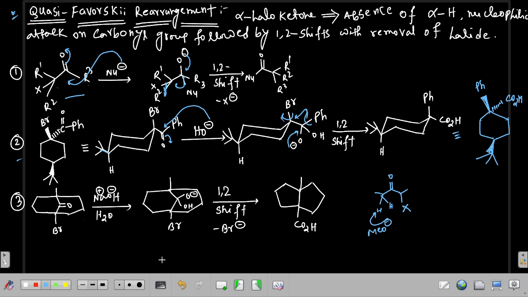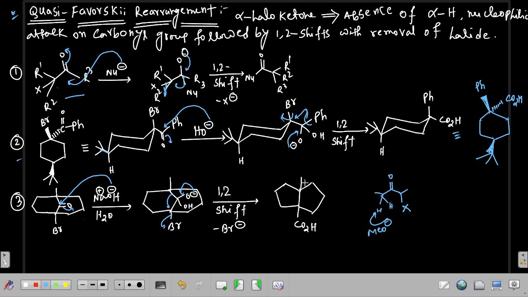Next example, this is another example. This is two fused rings, and at the junction of the two fused rings, a ketone is there. In the presence of sodium hydroxide, this hydroxide will attack the carbonyl, and it forms this tetrahedral intermediate. This O minus will come again, and this bond will shift from here to here, and it leads to the removal of this bromide, which is known as a 1,2 shift.